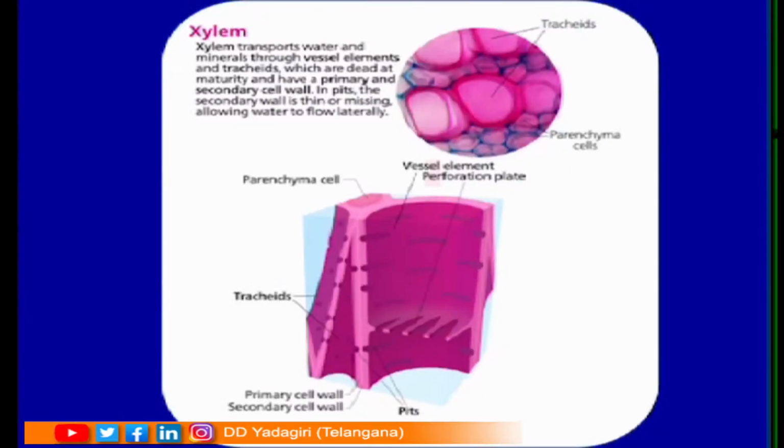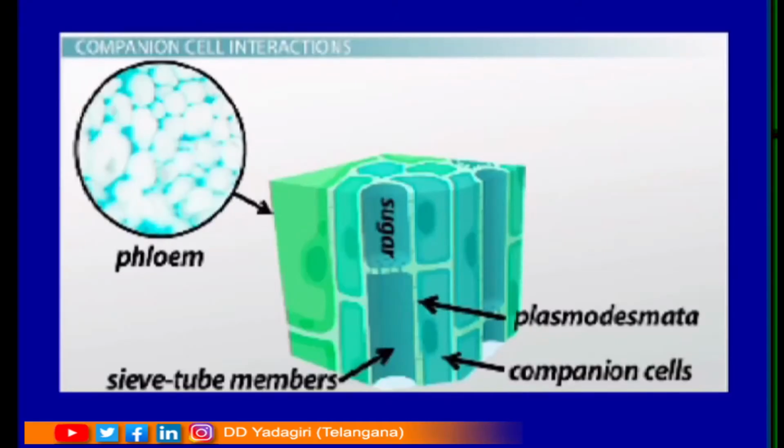Now, this xylem again has 4 different types of tissues like tracheids, xylem parenchyma, fibers, and vessels. Now, phloem is again divided into 4 types like sieve tube, companion cells, phloem parenchyma, etc.